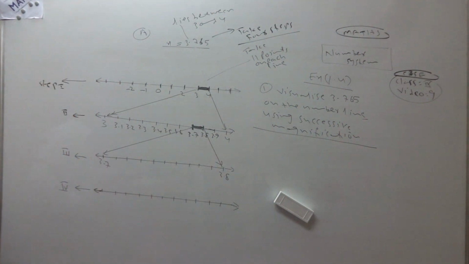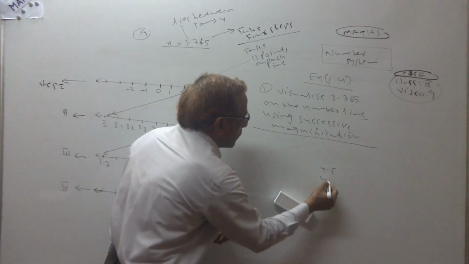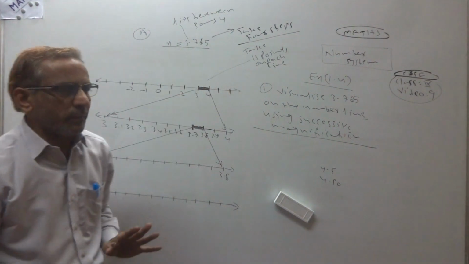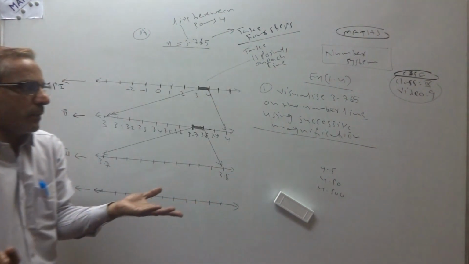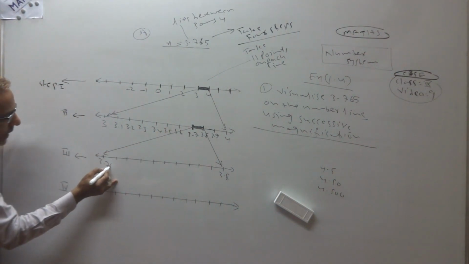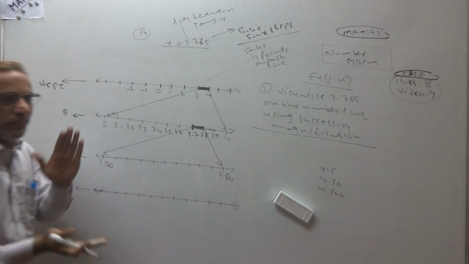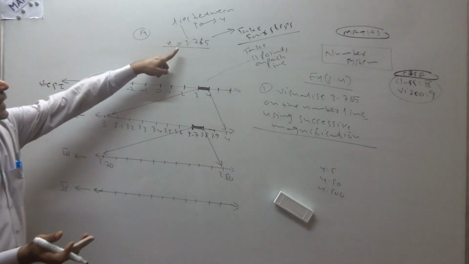You know actually, 4.5 is what? 4.50. You can add 0 with that. You can add 1 0, you can add 2 0. No matter. So 3.7, I can add 0 here, I can add 0 here. It becomes 3.70, 3.80.